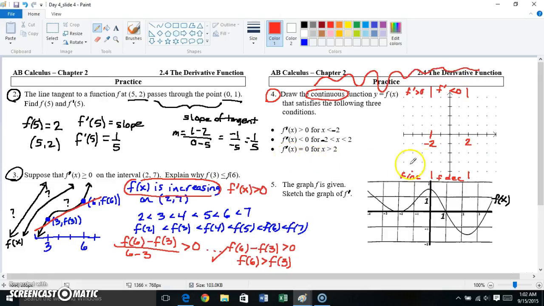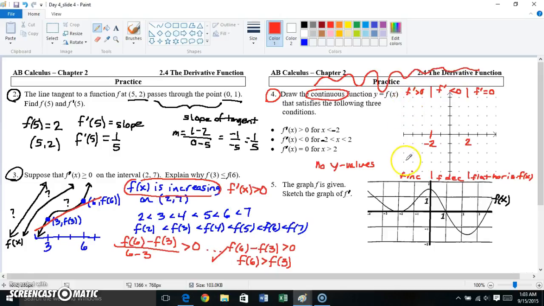f prime of x equals 0 when x is greater than 2. f prime equals 0. That means we have a zero slope. Okay, so no increasing or decreasing. We must have a flat horizontal line for f of x. Okay, so it just says sketch it, doesn't give us any y values. So we can make them up.